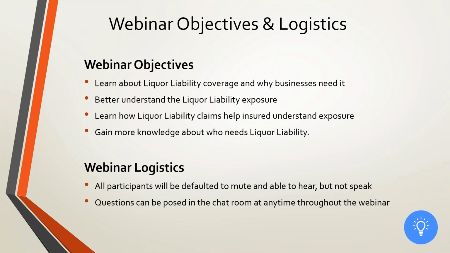So what are we going to be learning today? Webinar objectives and logistics. We're going to learn about liquor liability coverage and why businesses need it. We're going to have a better understanding of the liquor liability exposure when we're done with this webinar, and how liquor liability claims can help your insured understand the exposure that they have, because a lot of people selling liquor do not have liquor liability. And then let's gain some more knowledge about who needs liquor liability. Haywook's going to be talking about all of those items.